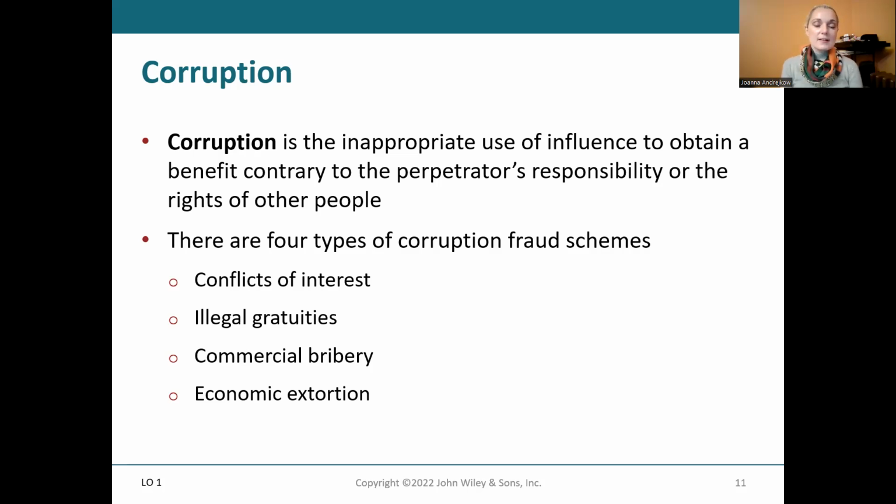Economic extortion happens when the person in charge of purchasing and contract management goes to the vendor and says, I will only provide you with this contract if you give me this. So commercial bribery is instigated by the external party, the vendor, and economic extortion is initiated by an employee inside the organization, usually the manager of purchasing or contracts management.